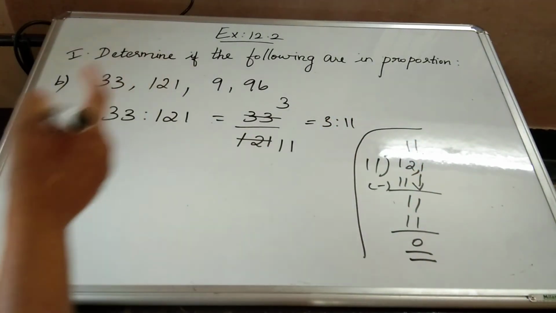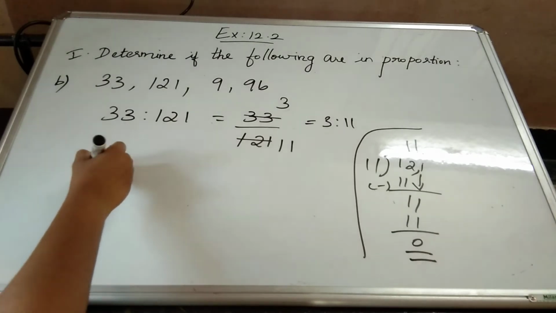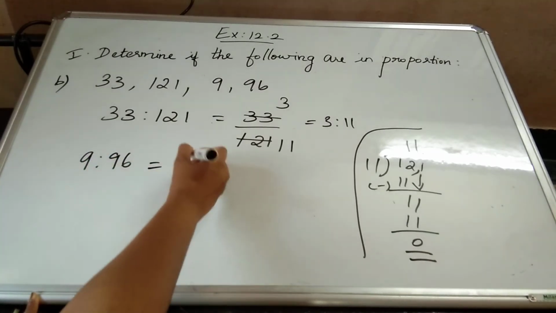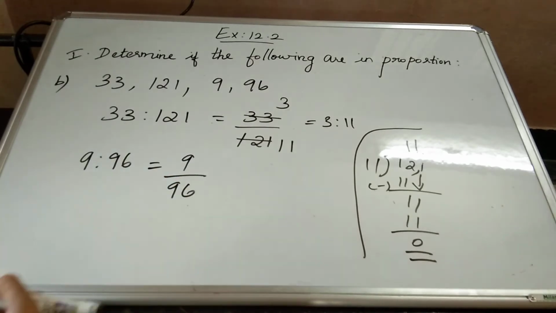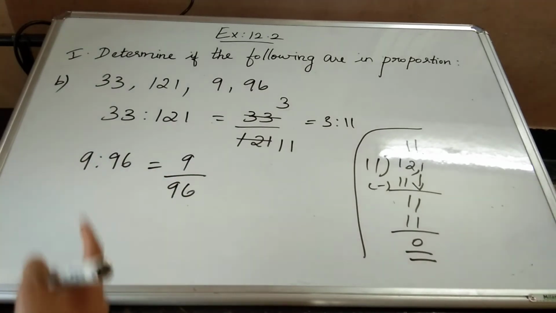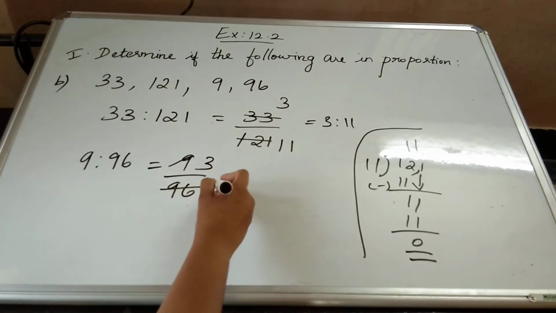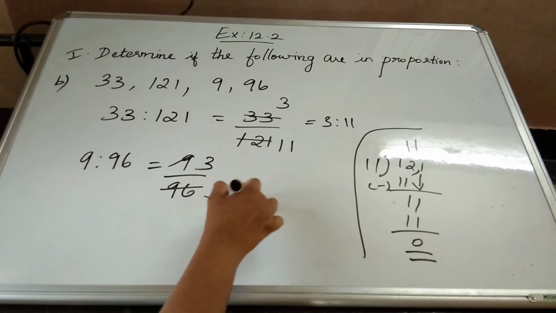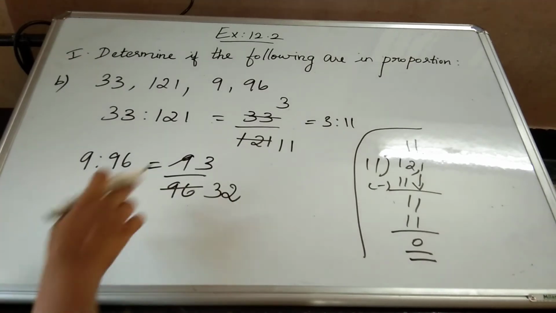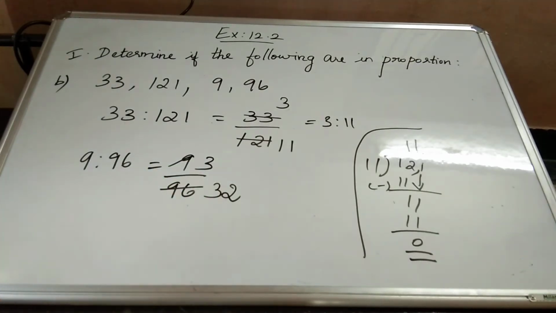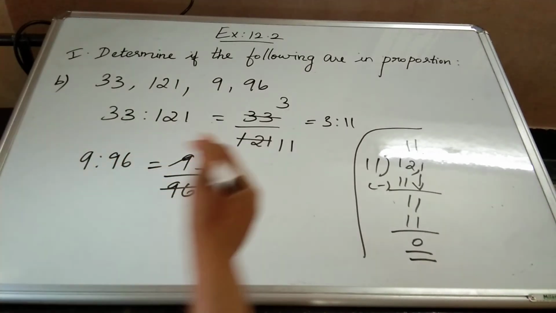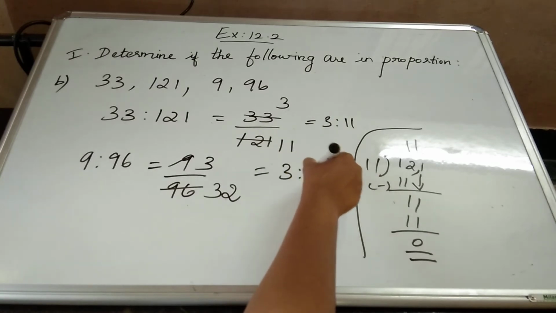Okay, now next number 9 and 96. So 9 is to 96. Okay, so fraction 9 by 96. So how can we make them to simplest form? 3 table. So 3 3s are 9. And 96 again, 3 3s are 9, 3 2s are 6. So 32. Now 3 and 32. Which table can we cancel? We can't cancel. We can't take 3 table, no? Okay, so 3 by 32. So the ratio is 3 is to 32.